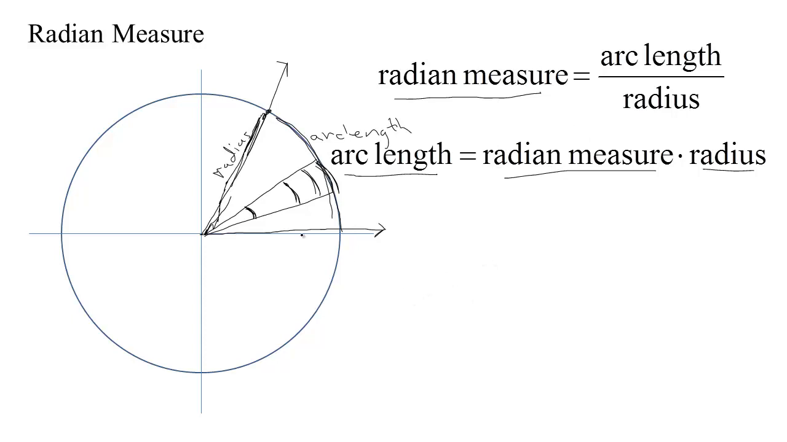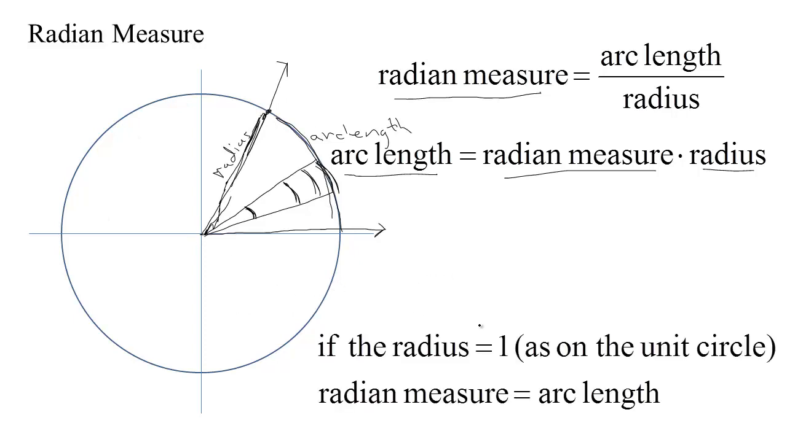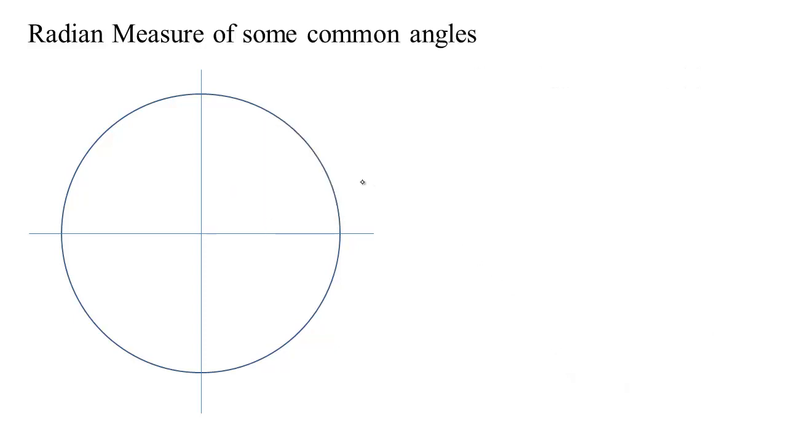So in particular, if your circle happens to have radius 1, and we have a circle of radius 1 centered at the origin, we call it the unit circle. If the radius is equal to 1, like on the unit circle, which is the circle we'll commonly use, then the radian measure is actually the same as the arc length. That gives a nice physical interpretation for the radian measure. So let's look at some common angles again.